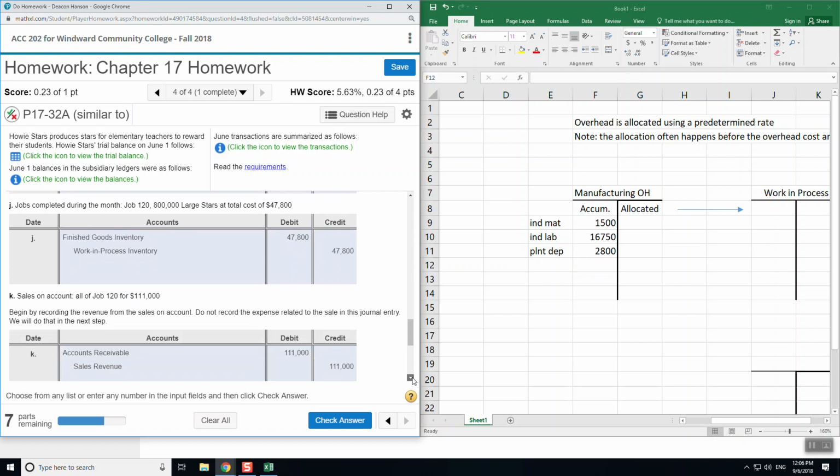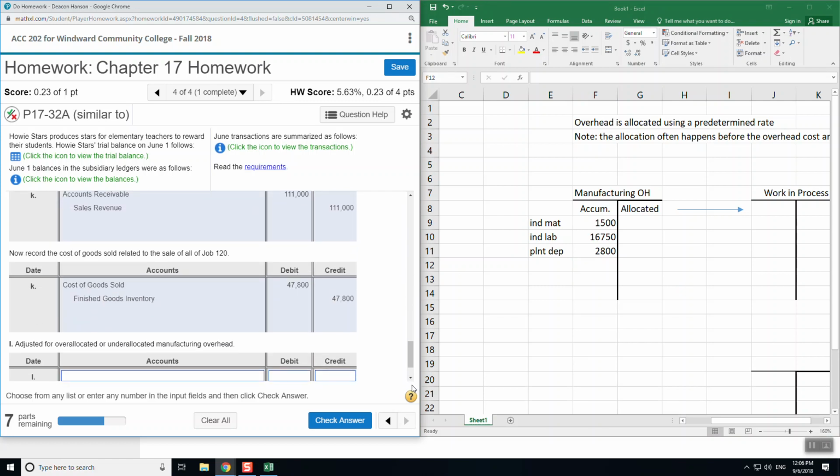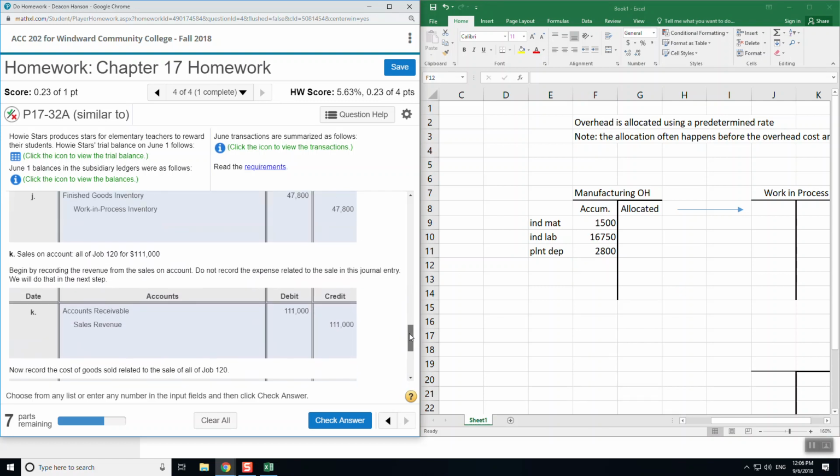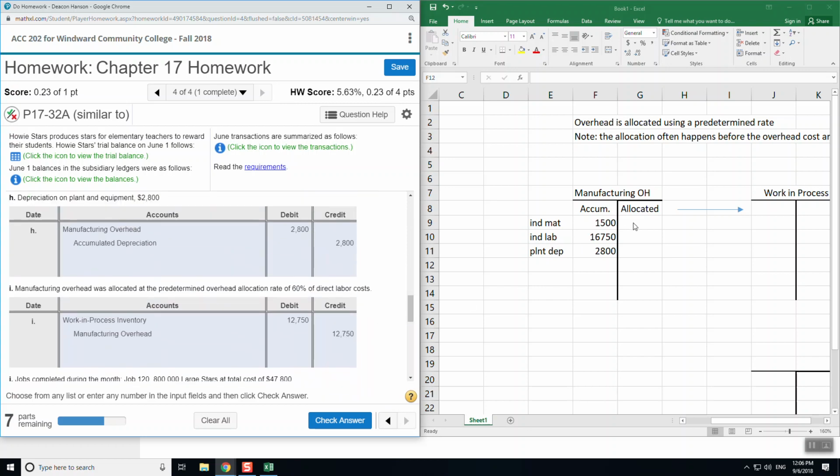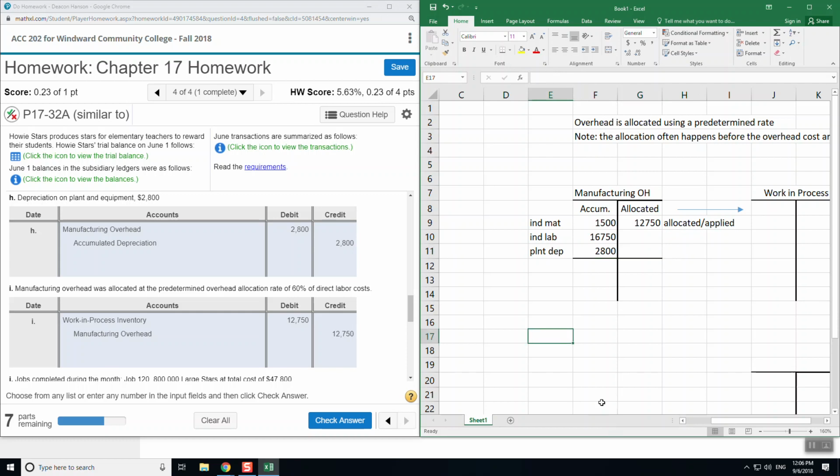Okay, so I saw an allocation going out. I don't see any other overhead activity except this 12,750, and this is the amount that was allocated. Sometimes we use the word applied, either allocated or applied to work in process. So what you would do is find the balance. Okay, and everybody knows how to find the balance. We'll add up the debits.